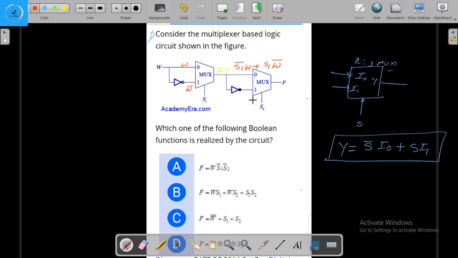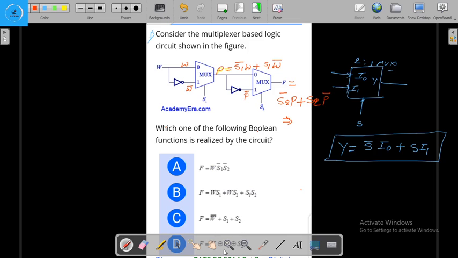Now we are going to get the output of the second multiplexer. Here F will be equal to S2 bar P plus S2 P bar. If this is P, then this will be P bar, so F is S2 bar P plus S2 P bar.